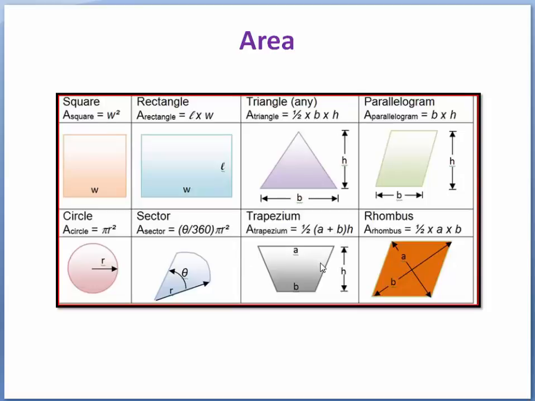For a trapezium, a half, A plus B, where A and B are the two sides which are parallel to each other, multiplied by the vertical height. And for a rhombus, half the diagonals multiplied together, so a half A multiplied by B.